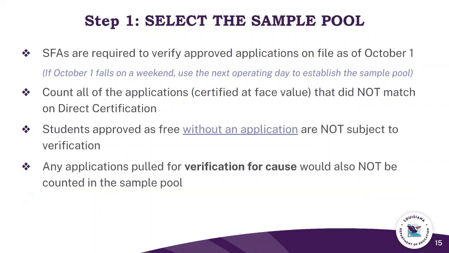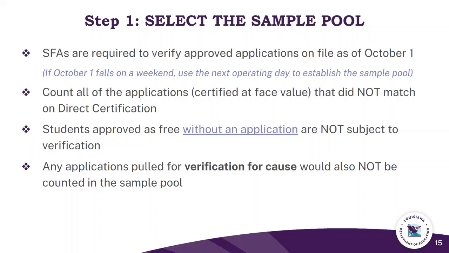The first, selecting the sample pool, depends on the total number of approved applications on file as of October 1st of the current school year, whether they came in on paper or electronically. The sample pool is not based on the number of children eligible for free and reduced price benefits, as some eligible students will have already established eligibility through direct certification, and they will not have an application on file.